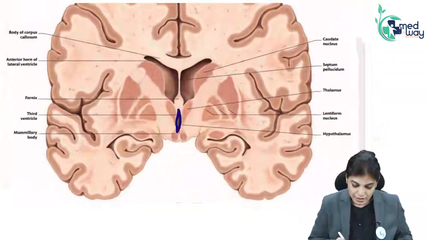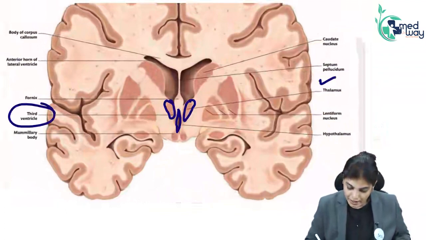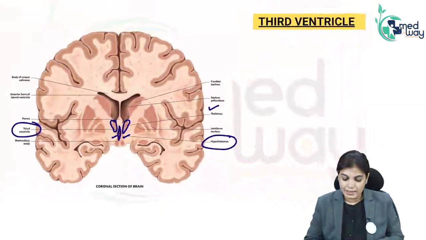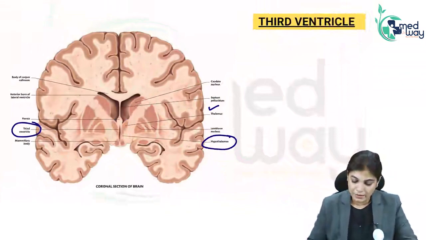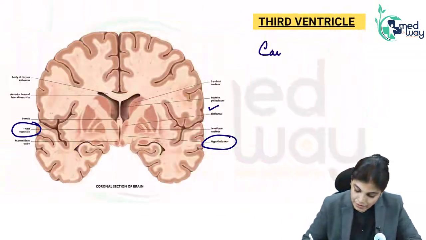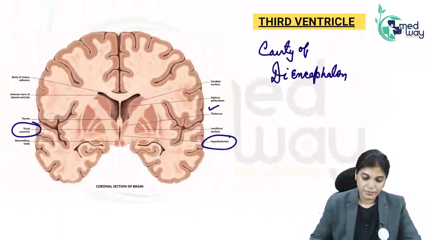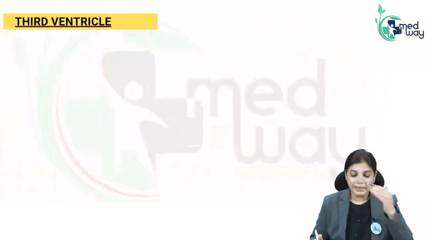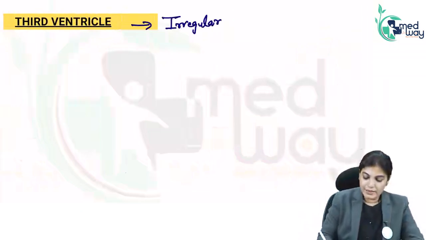This slit-like cavity which you are seeing is the third ventricle. Exactly here you can see the thalamus, and these are the parts of the hypothalamus. So basically it is a cavity of the diencephalon, and it is lying between the thalamus and hypothalamus. So for the third ventricle, you can write down, it is a cavity of diencephalon. The outline of the third ventricle is very irregular, so it has recesses and diverticula.